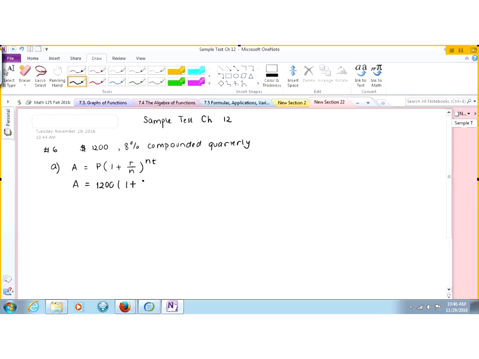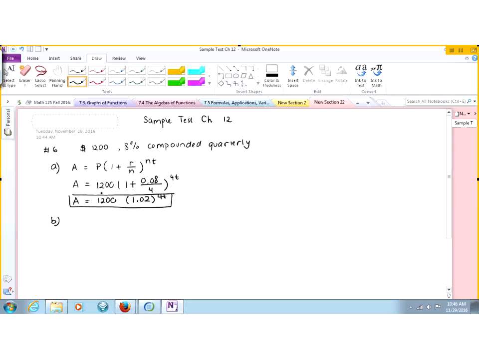What am I supposed to put here? 8%, but I need to change it to decimal. So 0.08, and n is 4, raised to the 4t. So A is 1,200, well, this one is easy to simplify, times 1.02 raised to the 4t. So this is your model or your function.